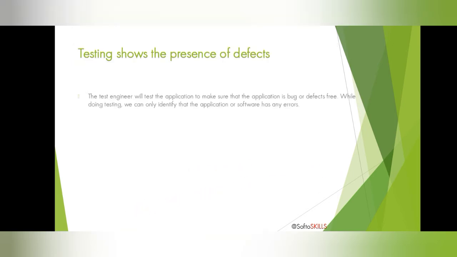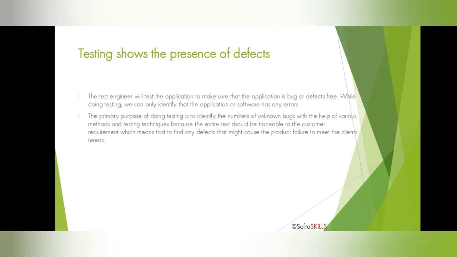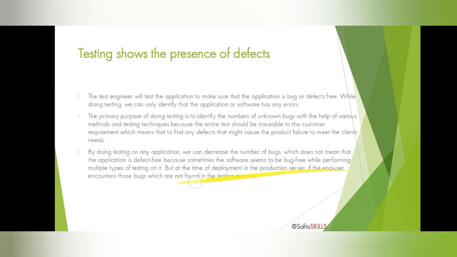Testing shows the presence of defects. The test engineer will test the application to make sure that the application is bug free or defect free. While doing testing, we can only identify whether the application or software has any errors. The primary purpose of testing is to identify the number of unknown bugs with the help of various methods and testing techniques, because the entire test should be traceable to the customer requirement, which means finding any defect that might cause the product to fail to meet the client's needs.